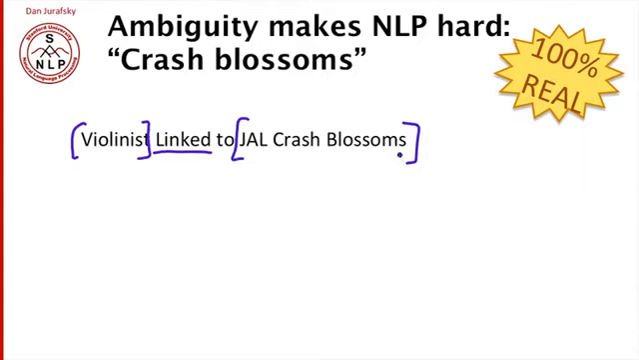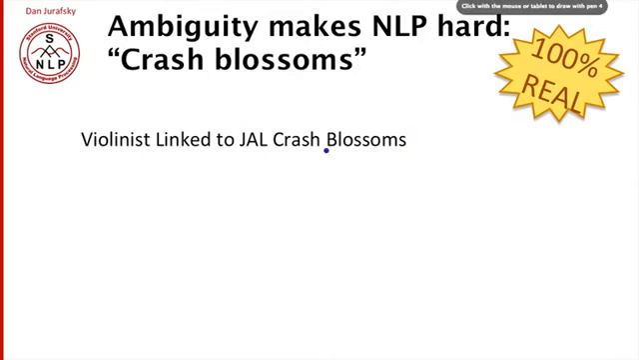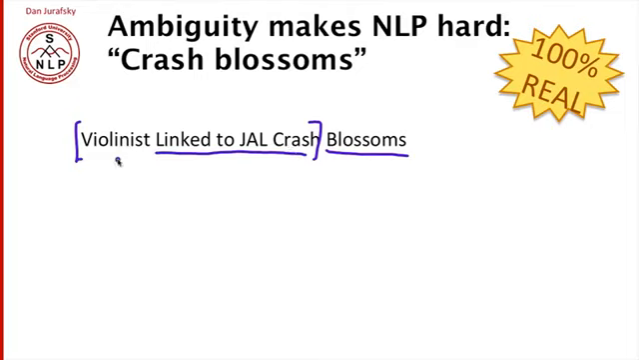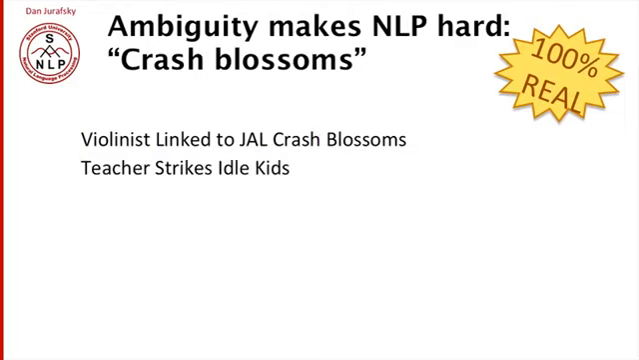Well, this headline gave the name to this phenomenon because the actual interpretation that the headline writer intended, the main verb was "blossoms." Who does the blossoming? A violinist. And this fact about being linked to JAL crash was a modifier of violinist. Similar kinds of syntactic ambiguities: here, "Teacher strikes idle kids." The writer intended the main verb to be "idle." The strikes caused the kids to be idle. But of course, the humorous interpretation is that the teacher is striking. "Strike" is the verb, and we have a teacher striking idle kids.